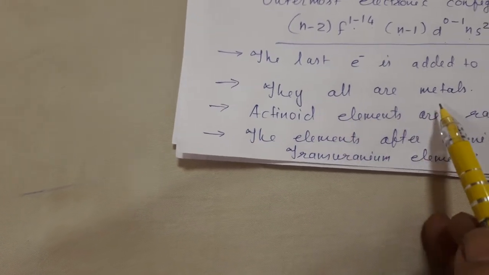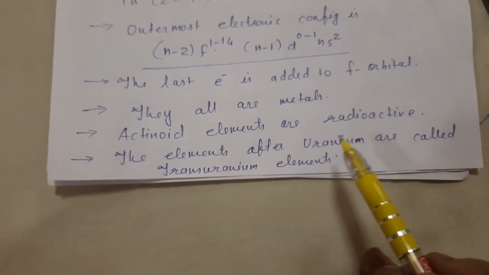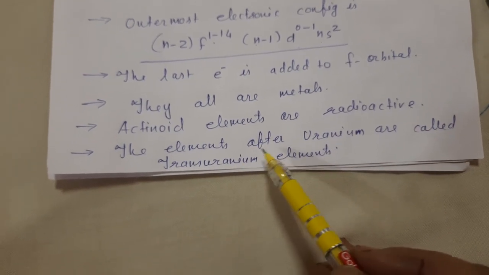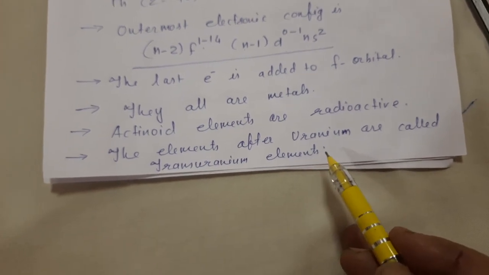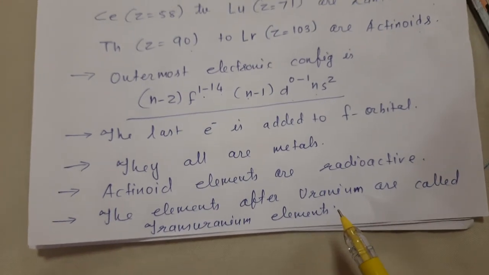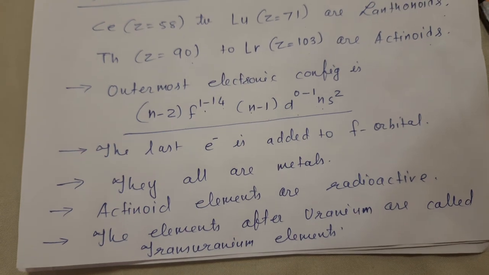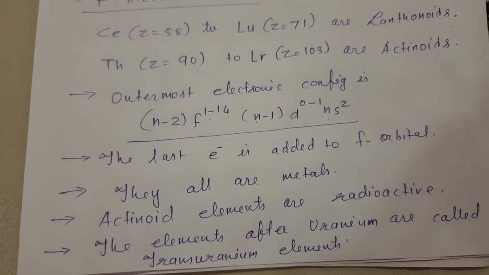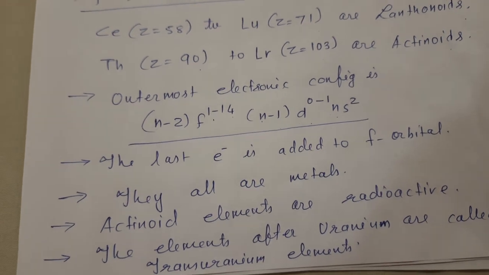They all are metals. Actinoid elements are radioactive. The elements after uranium are known as transuranium elements. This is about f block elements. Afterwards we will see the different properties running in the periodic table, correct? And I am also sending you the PDF, and different properties we will read tomorrow.